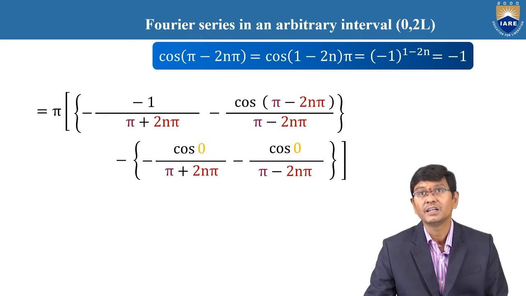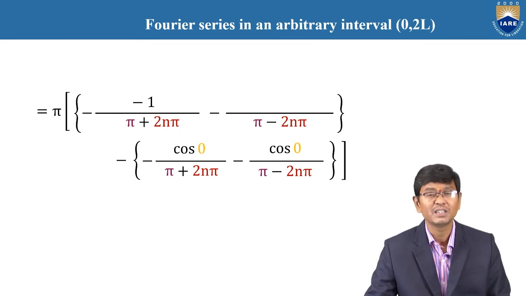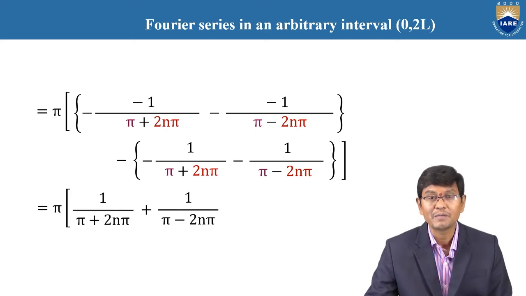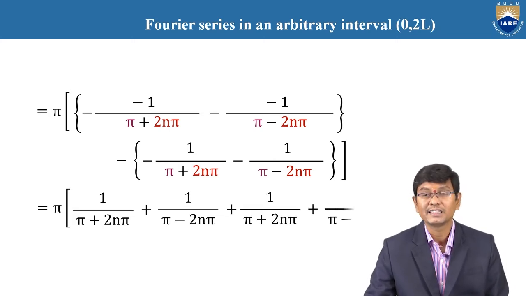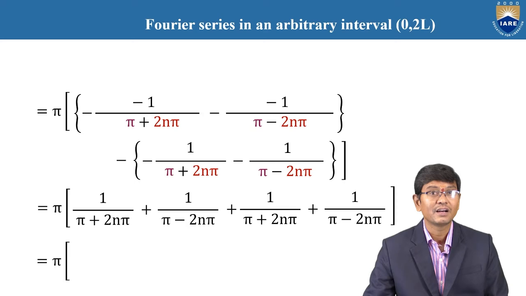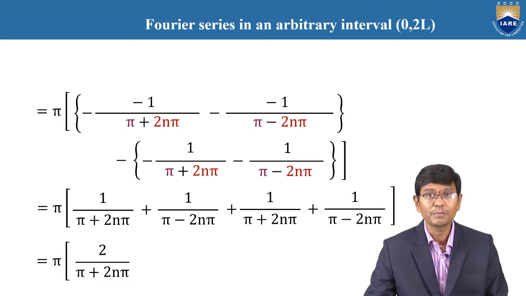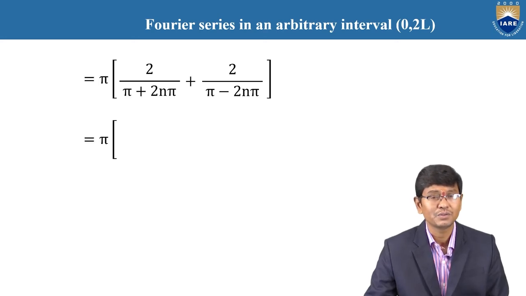Therefore, by using this condition, the first one is 1, and the second one is also -1. Therefore, by using all these values, one by one you obtain 1 by (π plus 2nπ), plus 1 by (π minus 2nπ), plus 1 by (π plus 2nπ), and similarly plus 1 by (π minus 2nπ). Take the LCM and simplify, and you obtain clearly 1 by π into 2 by (π plus 2nπ) plus 2 by (π minus 2nπ), which is the value of a_n.